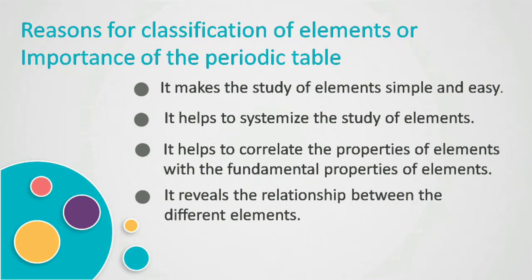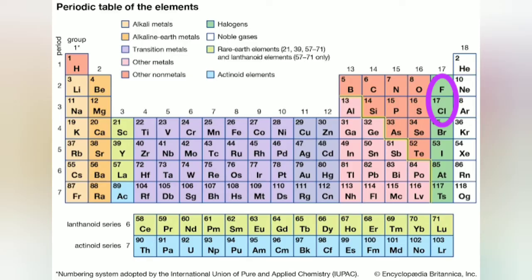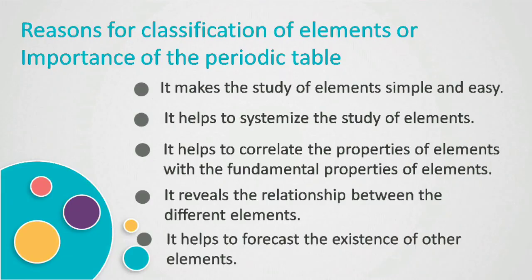It reveals the relationship between different elements. For example, elements fluorine and chlorine present in the same group are related to each other in the sense that they are nonmetals. They both exist in gaseous state. Both have 7 electrons in their valence shell. Both have atomicity 2. Both react with metals to form ionic compounds, etc. It also forecasts the existence of other elements. This point will be made clear to you when we'll further study this chapter.